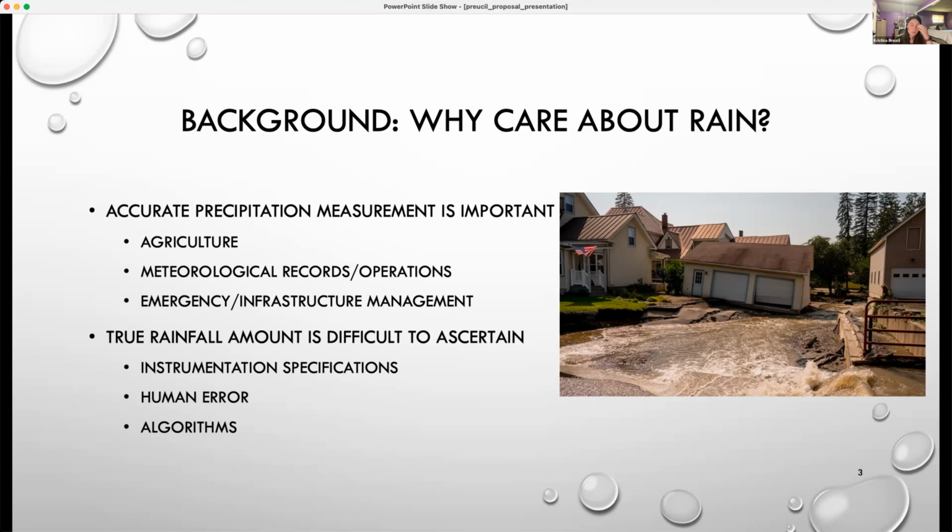Another reason is human error. Some of these gauges rely on human observers, and naturally we all make mistakes. And lastly, there's algorithms that come into play. If you think about the Weather Service radars, rainfall amounts are sometimes derived by their reflectivity, and that's produced by complex algorithms, but they may not always be applicable to the locale that you're trying to get the amount for, or perhaps even the season or storm event that you're trying to measure.